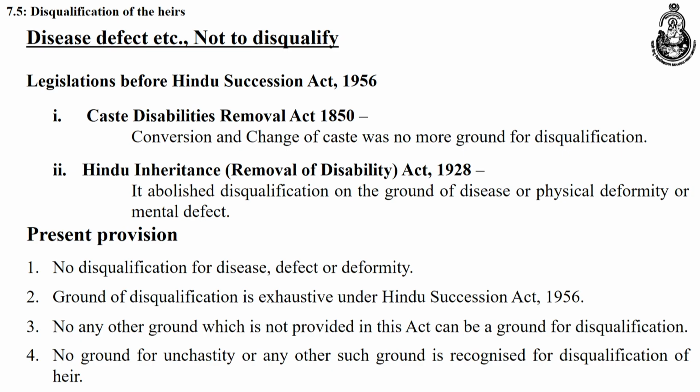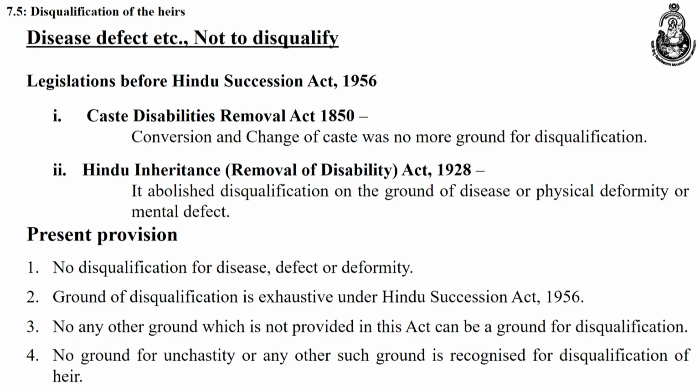But friends, now under this legislation, disease and defect is not a ground of disqualification of heirs. Friends, now we have the Caste Disabilities Removal Act. Conversion and change of caste was no more a ground of disqualification. The Hindu Inheritance (Removal of Disabilities) Act 1928 abolished disqualification on the ground of disease, physical deformity or mental health. Now it is abolished and the provisions are reflected in section 28. Friends, on that basis we can conclude that there is no disqualification for disease, defect or deformity.